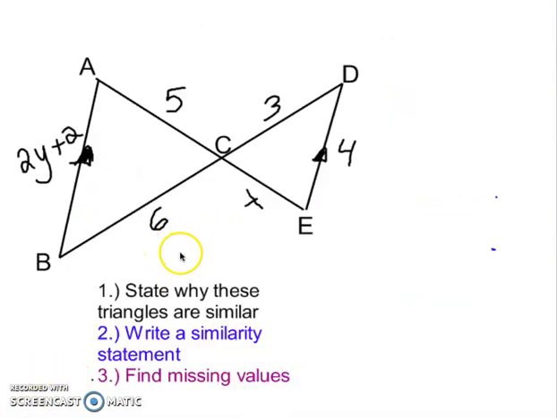Okay, this is our last example problem. This one is asking us to state why these triangles are similar again, so again we're going to write a similarity theorem for this, if one applies. The next question, write a similarity statement. So we want to write a similarity statement for these two triangles. And then the last question, find the missing values. And you can see here we have a y variable that's missing, as well as we have an x here that's missing. So we want to solve for that as well. So I'm going to pause the video here. Go ahead and test it out, see what you can come up with for these. Start with number 1 and work your way down, and then we'll compare our answers.